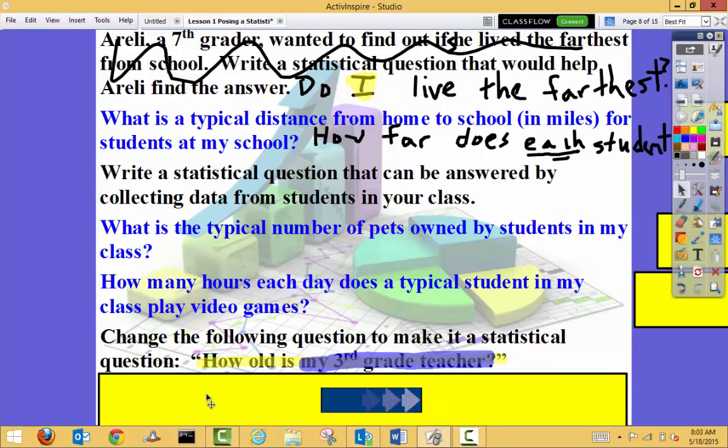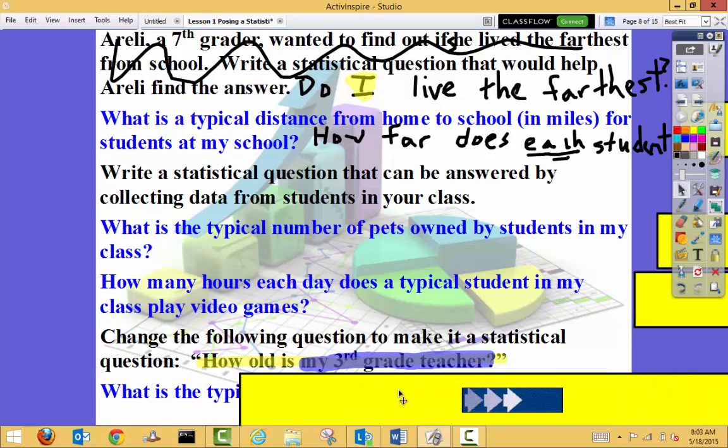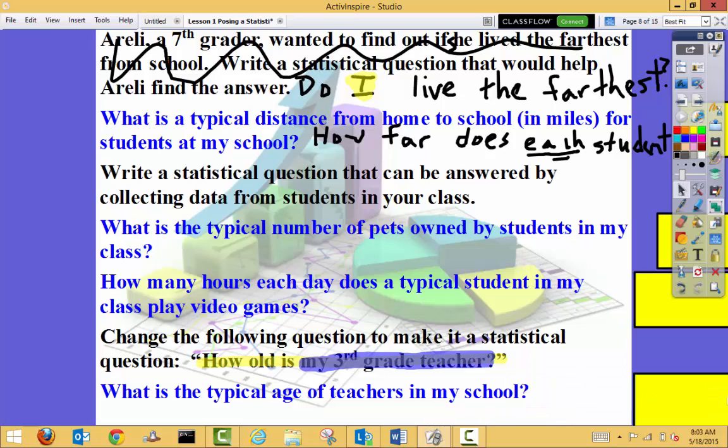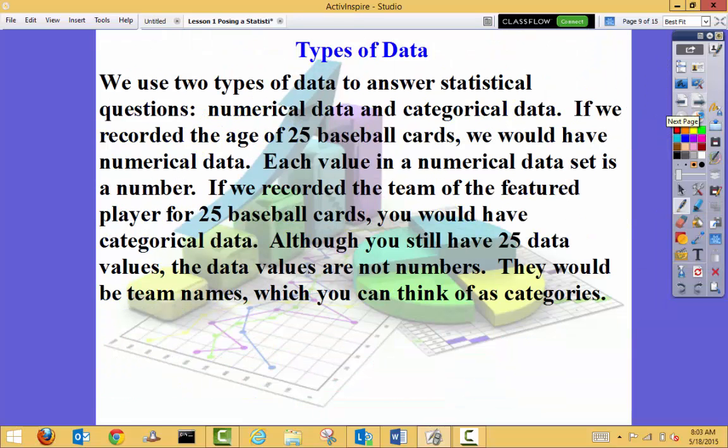Well, I need to make it so I'm focusing on more than one. So I can say, what is the typical age of teachers in my school? Or if I want to just stick with this third grade example, I can say, what is the typical age of third grade teachers? Either way, I'm now focusing on more than one. So my data can vary. It can be different from one answer to the next.